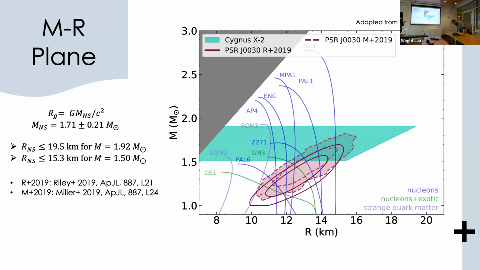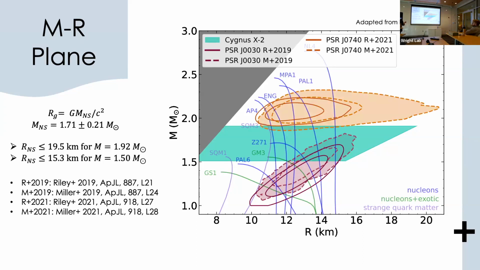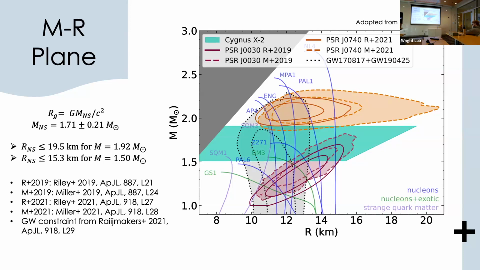Then NICER also mapped a second pulsar, the most massive pulsar that we know to date, above 2 solar masses. And these are the constraints from those same two independent teams. You can see there's quite a bit more of a range than that 8% level for pulsar J0030. Lastly, we can overlay the constraints from gravitational wave measurements, such as the binary neutron star merger of 170817, as well as the candidate 190425. So this is a very messy plot, right?